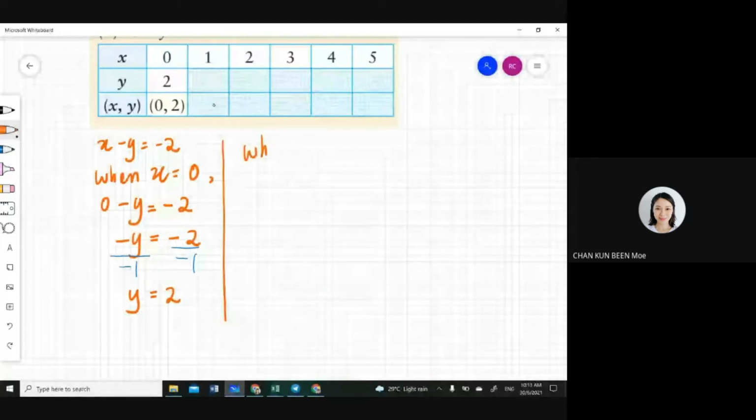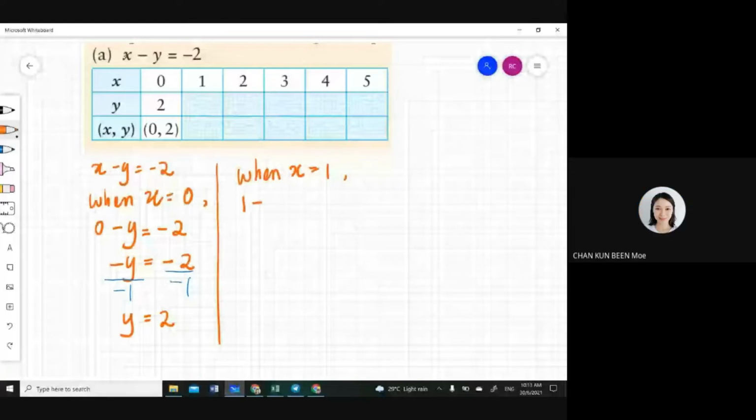If you can get the answer in your mind without calculation, just go ahead. But usually, at your level right now, you need to show how to get it. So when x equal to 1, meaning in the equation here, the x will be 1. So 1 minus y equal to negative 2. We need to get the value of y, so I have to keep the y here on the left.